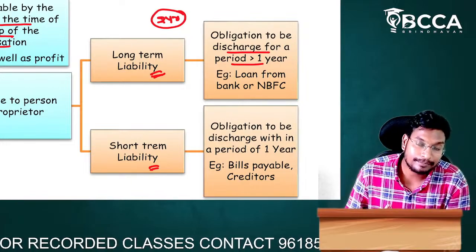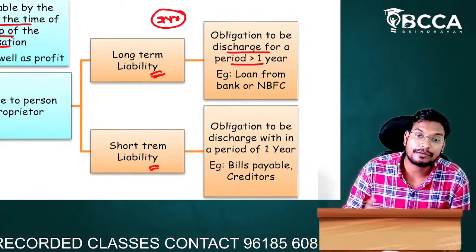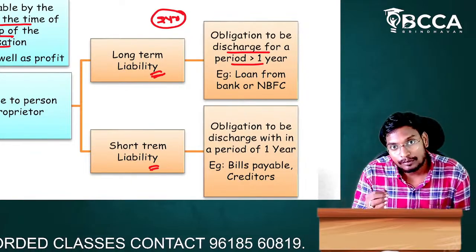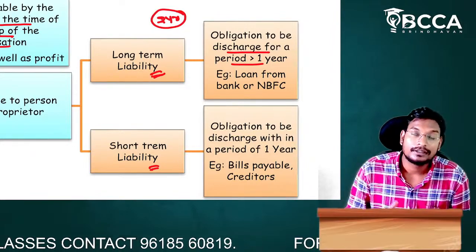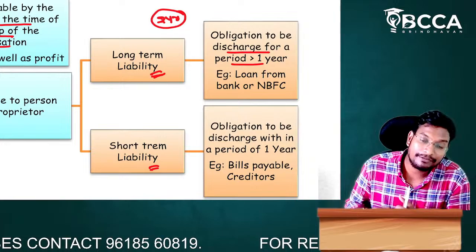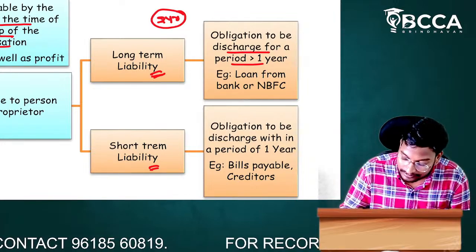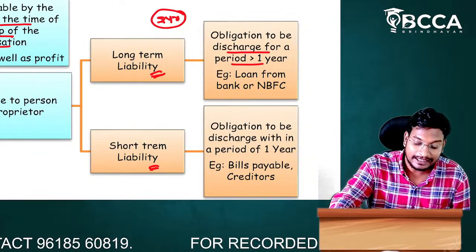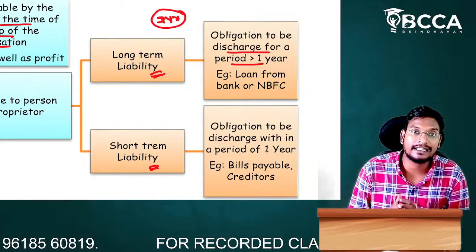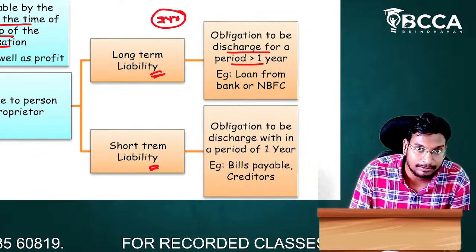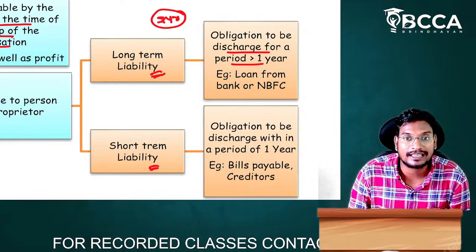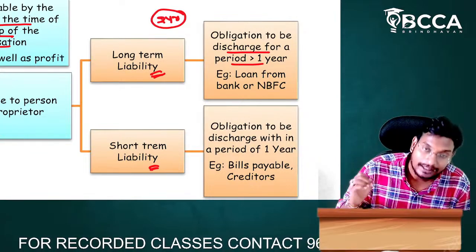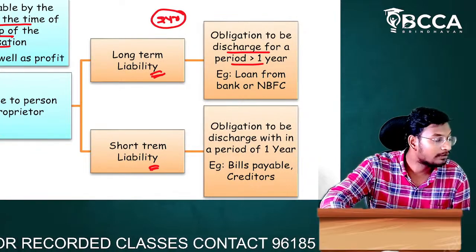In the same case, the bank has provided only a 6 months loan, sir. How much, sir? Only 6 months. In this case, we have to repay within a year, so it is called what, sir? Short-term liability. If any payment we have to repay after 1 year, that is called a long-term liability. If any payment we have to pay within 1 year, it is called what, sir? It is a short-term liability.